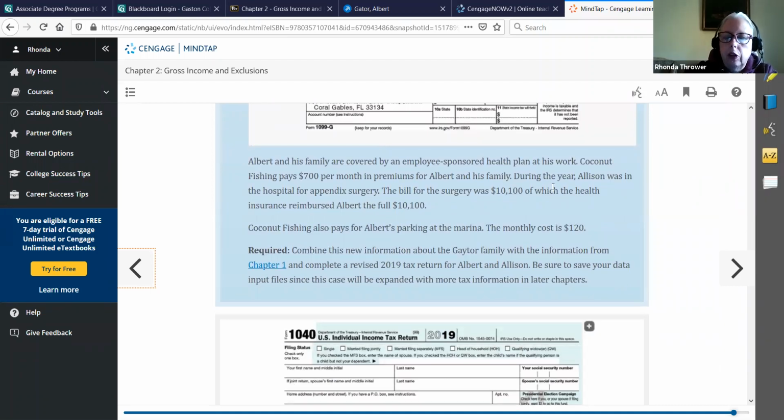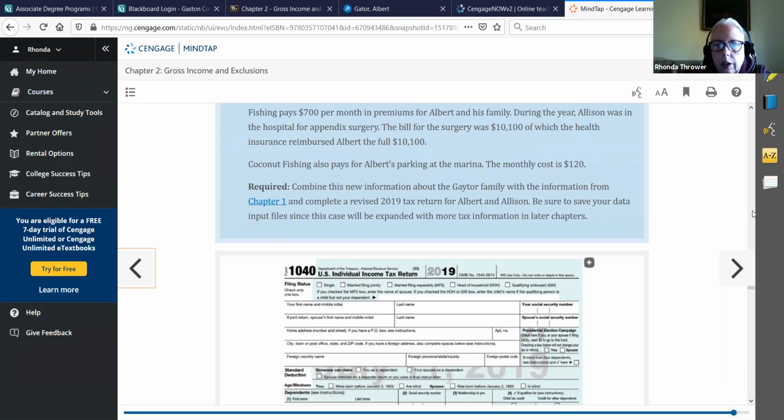It also says during the year Allison was in the hospital for appendix surgery. The bill for the surgery was $10,100, of which the health insurance reimbursed Albert the full $10,100. So health insurance would not be taxable for Albert. Coconut Fishing also pays Albert's parking at the marina. The monthly cost is $120. So if you multiply $120 times 12 months, it'll give you $1,440.